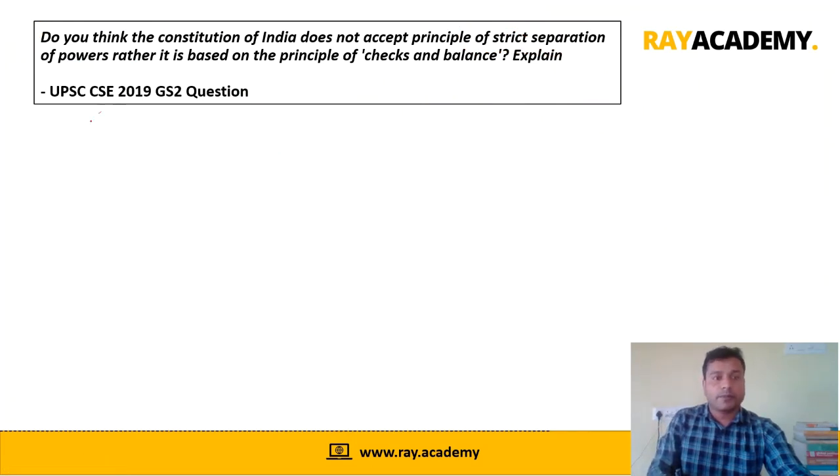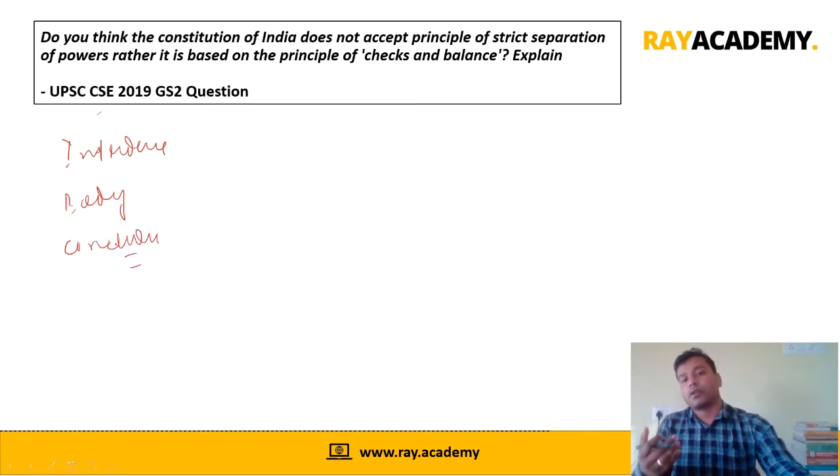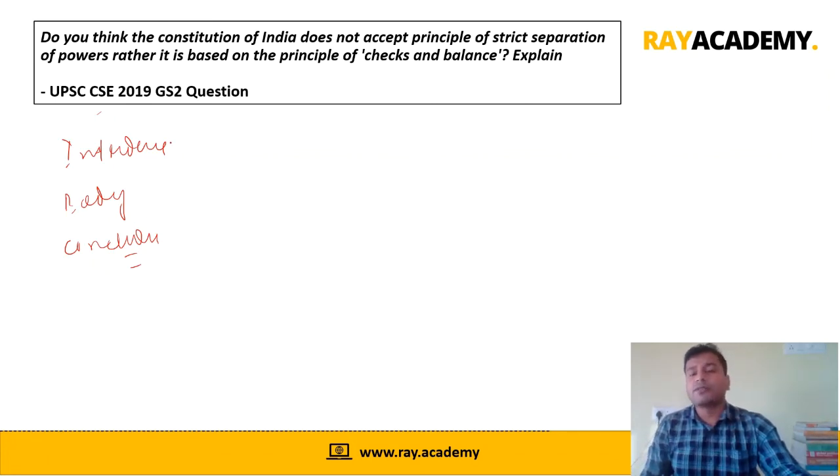First, introduce, then write the body according to the demand of the question, then conclude your answer. In conclusion, you can always say that our Indian Constitution incorporates not a strict separation, which is extremely important from the point of view of giving benefit and supporting the wings and their correlations with each other. Right? And there cannot be a standard answer, so the answer will vary from person to person.